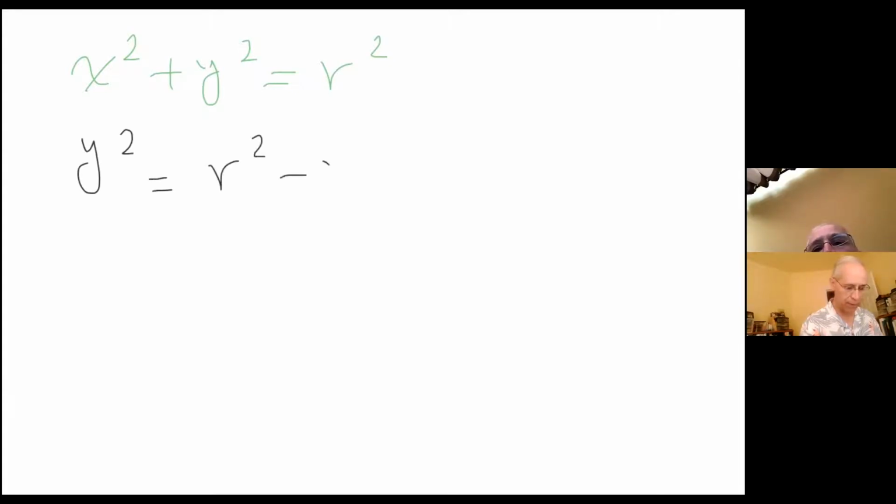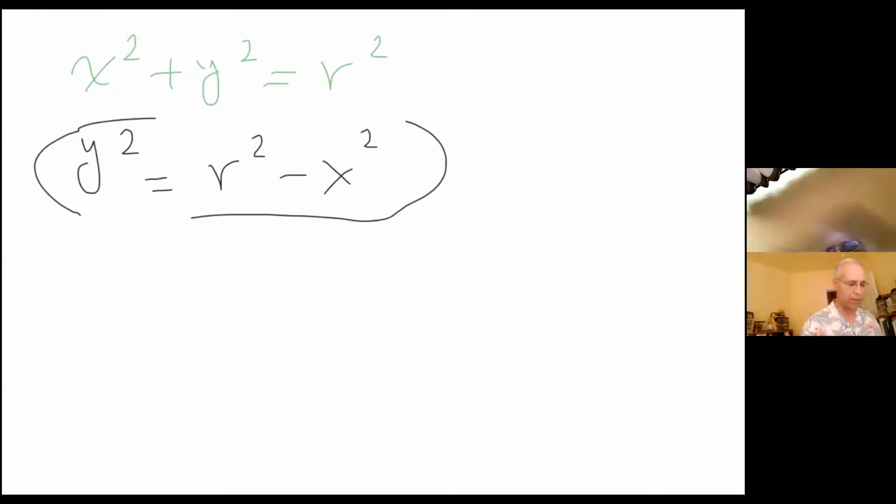What is it that we have according to that page? We know that x squared plus y squared equals r to the second. And here I can solve for y and claim that y squared equals r squared minus x squared. And I'm going to keep this handy for my substitution.